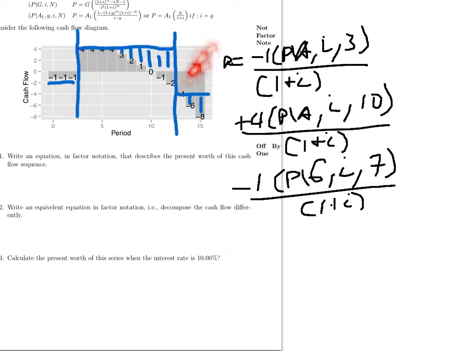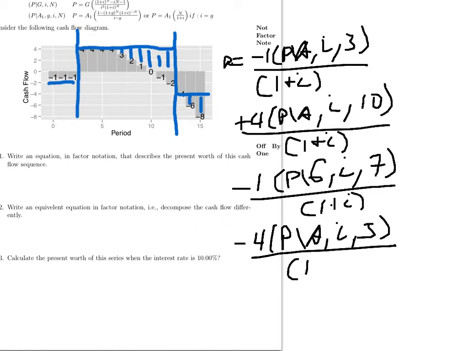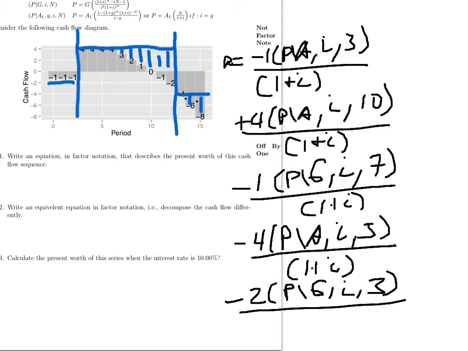And now let's get the last segment over here. So there's a constant series that's -4 tall. So we'll put a -4 in there. P, given that we know A, here's the I, and it's 3 wide. 1 plus I. And then this is like one of the smallest linear gradient series that we'd ever seen. So you know what I'm going to do? Let's do it anyway. So let's go ahead and do a -2. Looking for P, given that we know G, I, and because we have only 2 elements, we have to put a 3 here. Divide by our 1 plus I to the something.